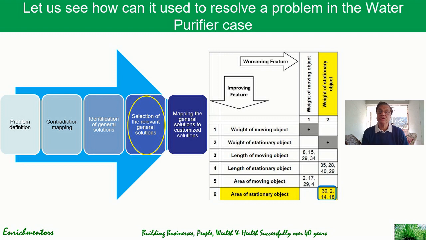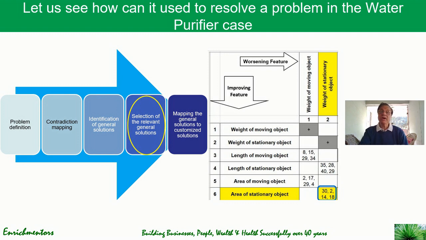So as you see on your screen again, if you look at that table that maps the contradictions with generalized solutions, you pick number 2 as a worsening feature that you want to reduce. So you want to reduce the weight of the object, and we want to improve the surface of silver, right? And you find in that contradiction there are 4 possible general solutions. Solution number 2, 14, 18 and 30. So we have found general solutions.